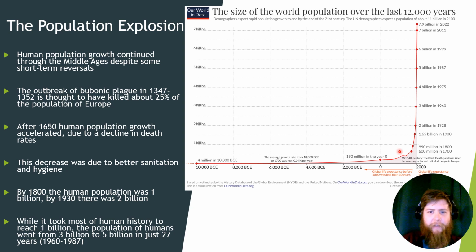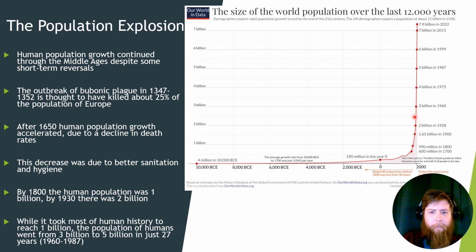After 1650, which is right around here on this map, we started to grow really fast due to decelerated death rates. We had lots fewer deaths because we had more modern medicine. We figured out more about how to treat human illness. By 1800, we were at our first billion, right around here.